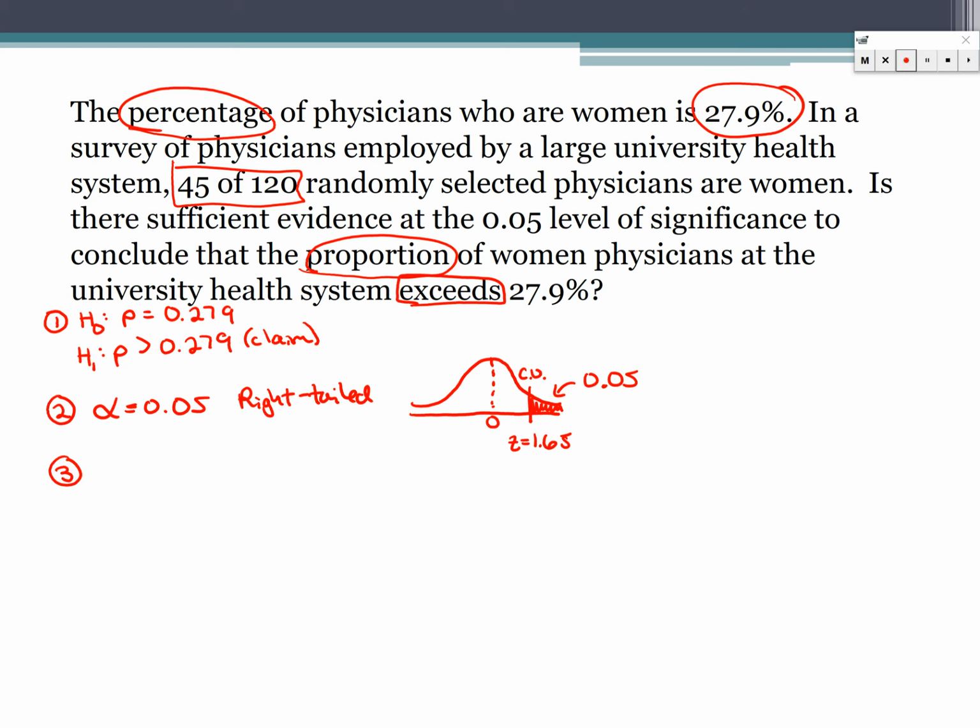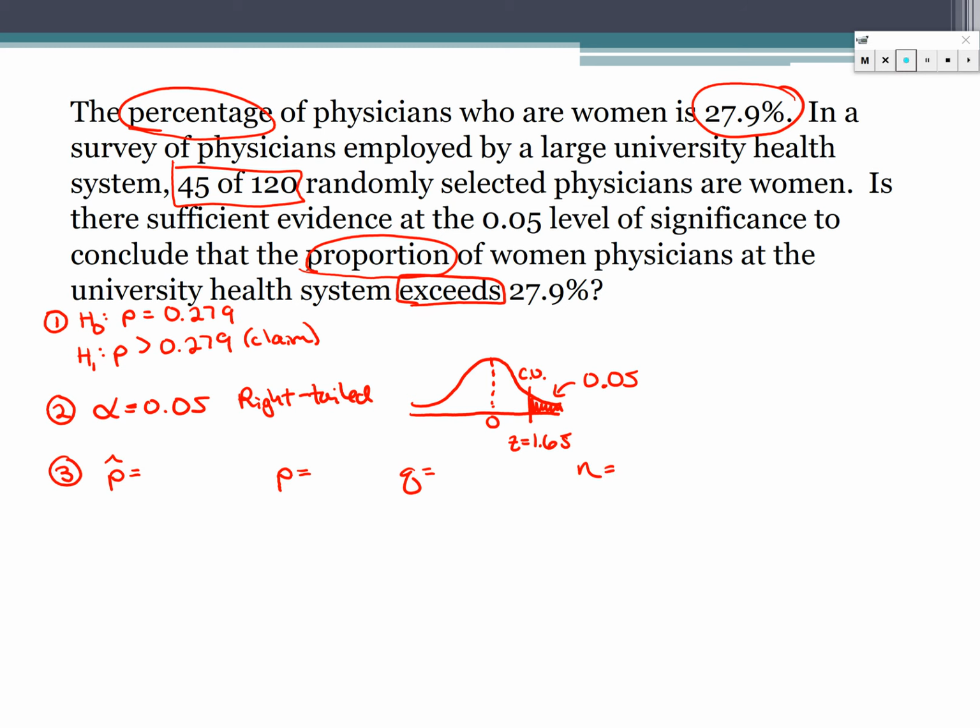Step 3 for the traditional methods, we find our test value. Z equals, and actually, wait, let me back that up a little bit here. Let's make a little list of everything we need. We need P hat, we need P, we need Q, and we need N.